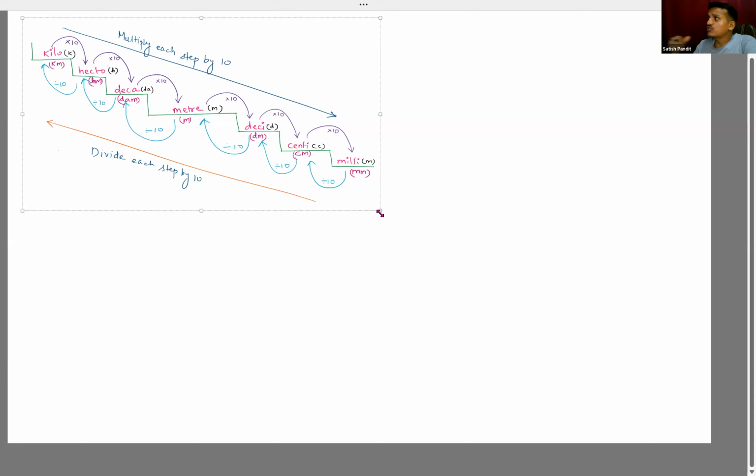We'll also learn how to convert area, not only length. Suppose you want to convert meter square to millimeter square or millimeter square to meter square, you'll be able to do this using this ladder diagram also. Okay, let's do it.